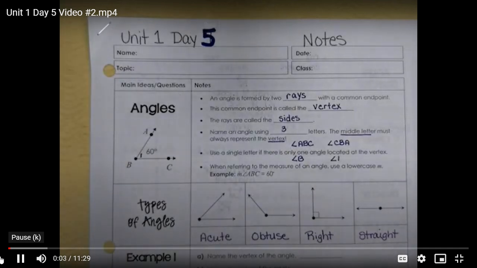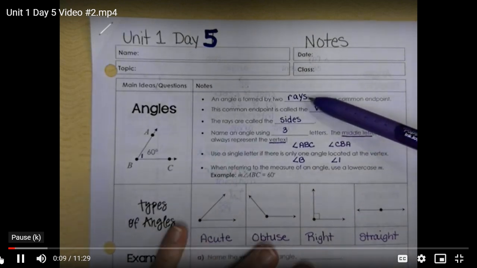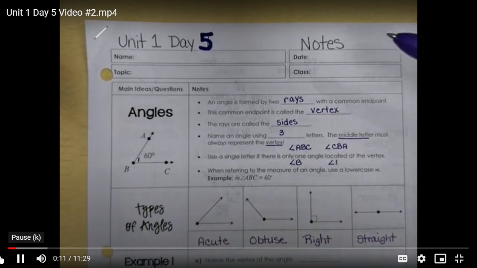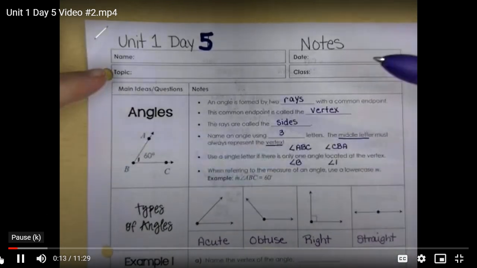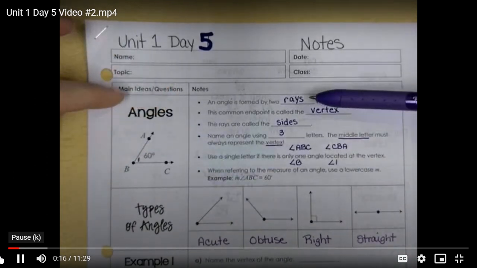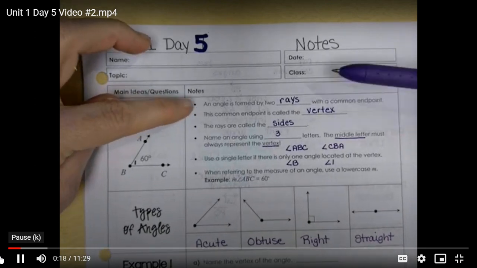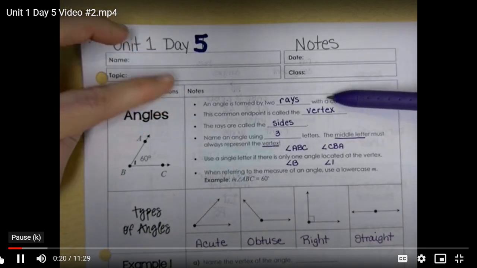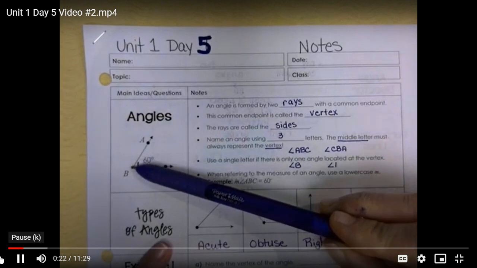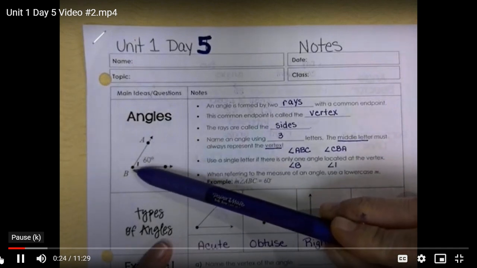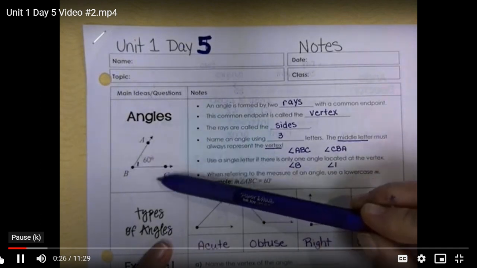Hello, students. We are finishing the video notes for Unit 1, Day 5. So I'm going to talk about this kind of quick. These are a review of the vocab that we just did, so we can go through this very quickly, and then I can point out some new things to you. All right, so an angle is formed by two rays with a common endpoint. The common endpoint is called the vertex. The rays are called the sides.